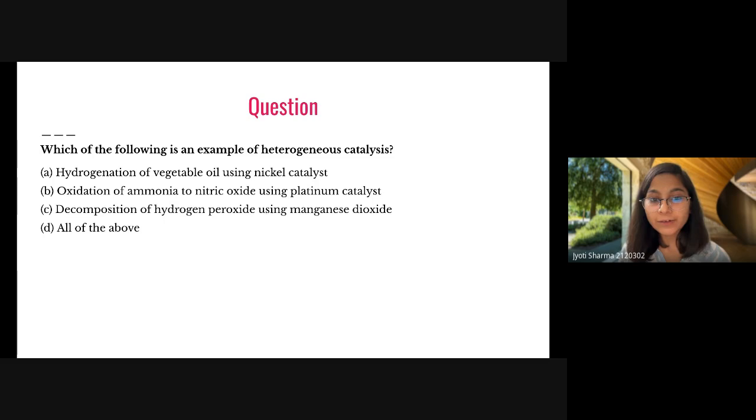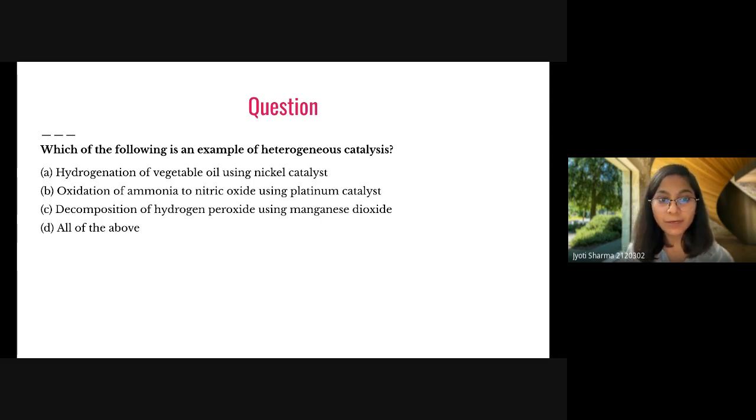You know the phase of the catalyst: nickel catalyst, platinum catalyst, and manganese catalyst. Is it in solid or liquid phase? Nickel is a solid, right? Platinum is also solid, right? Manganese dioxide is again different from hydrogen peroxide. So the phase is different in every case.